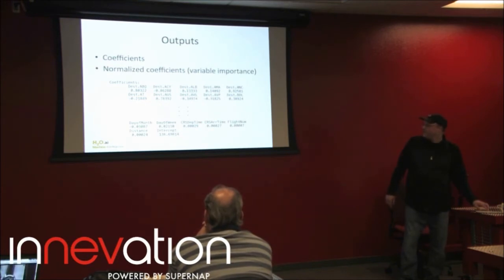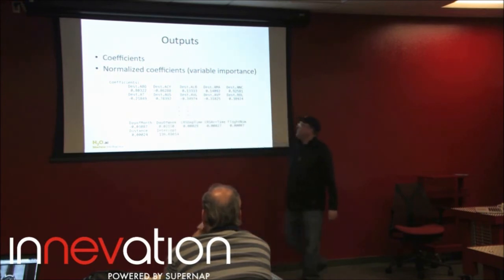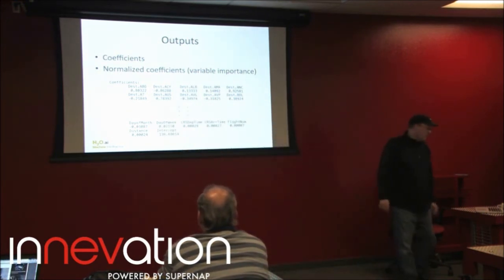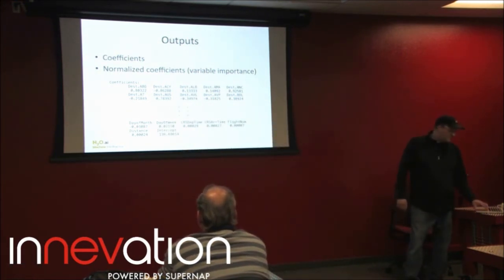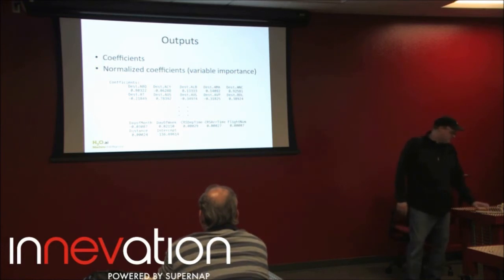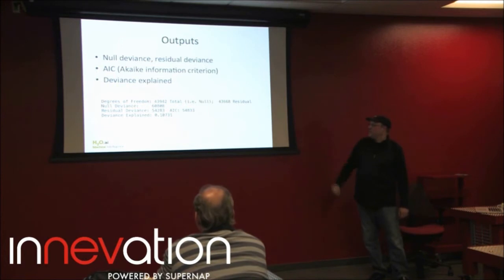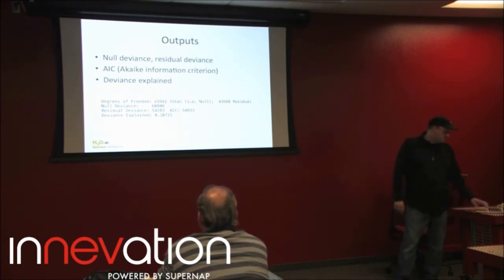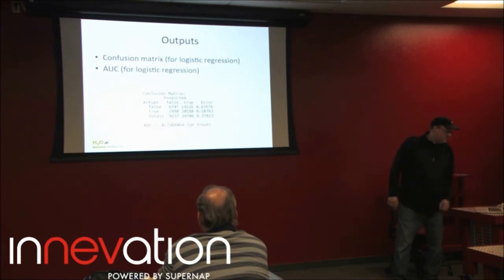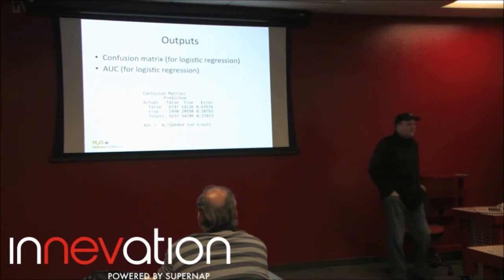I would say the coefficients are probably the most important output. We've got coefficients as well as normalized coefficients. So if you want to be able to compare the magnitudes of the normalized coefficients, we can give you that. And then in terms of the quality of the model, things like null deviance, residual deviance, AIC, things like that. And then, of course, AUC and confusion matrix, which I showed you during the earlier demo.